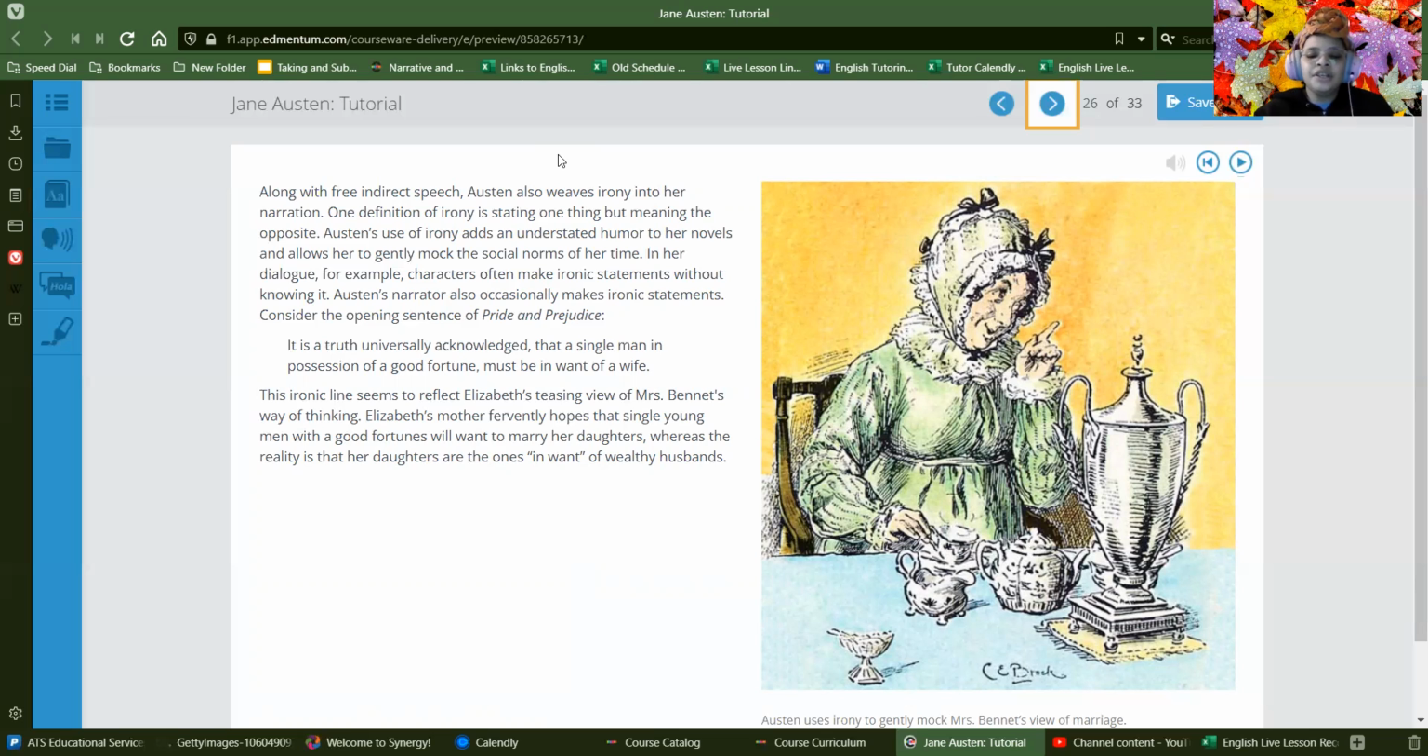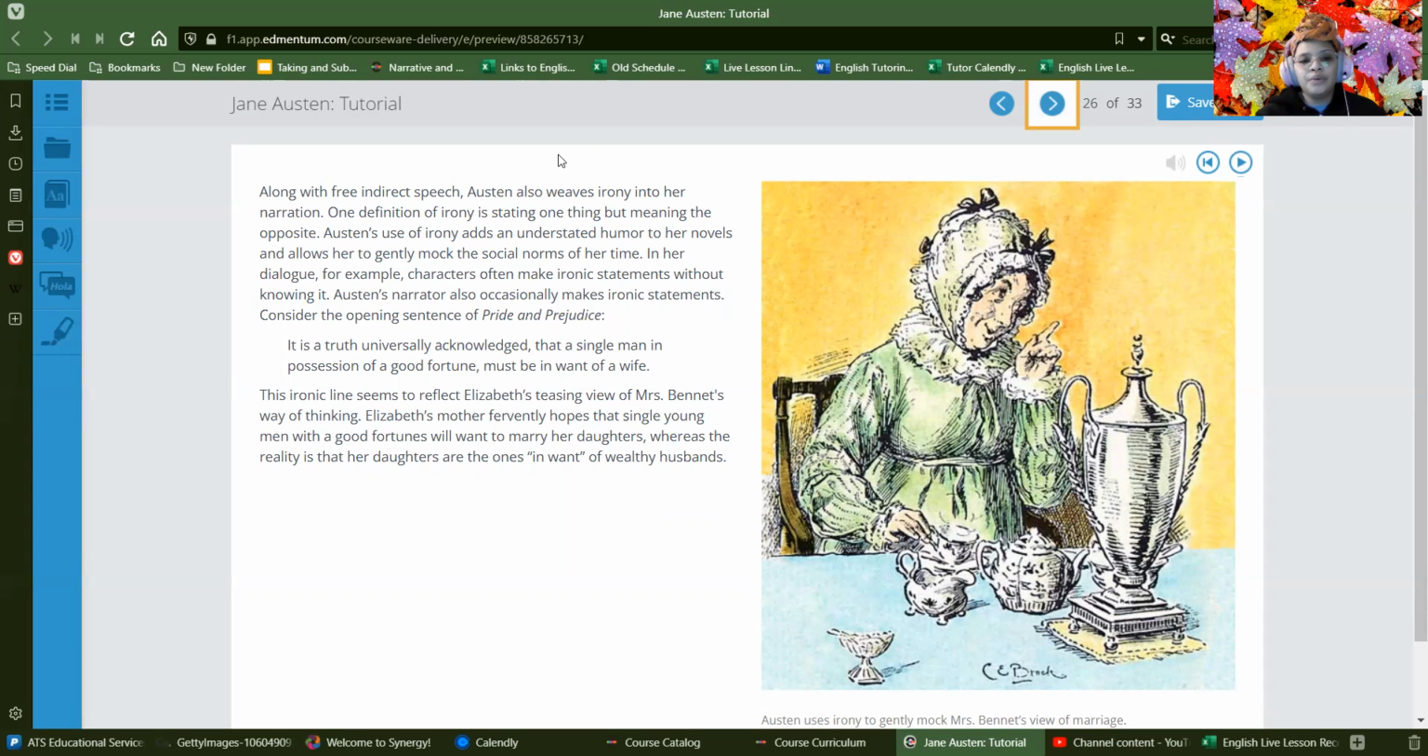Now, Austen uses just irony. It's not sarcasm, just irony. She uses it to add humor to her novels because she's able to basically express feelings towards social norms at the time, pointing out how contradictory they can be. It says, for example, characters often make ironic statements without knowing it. And that's what stops it from being sarcasm. They are not being ironic on purpose to hurt anyone's feelings. They're just saying what they know is true as people in this story, and it happens to be ironic.